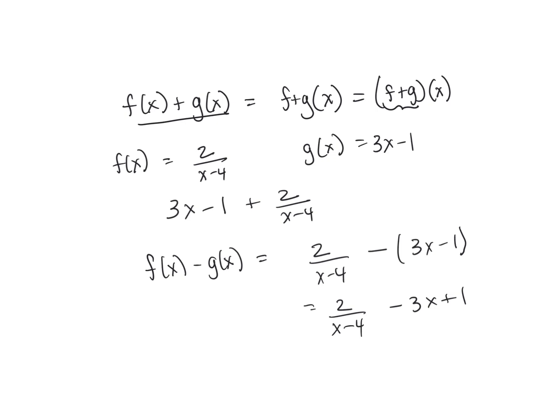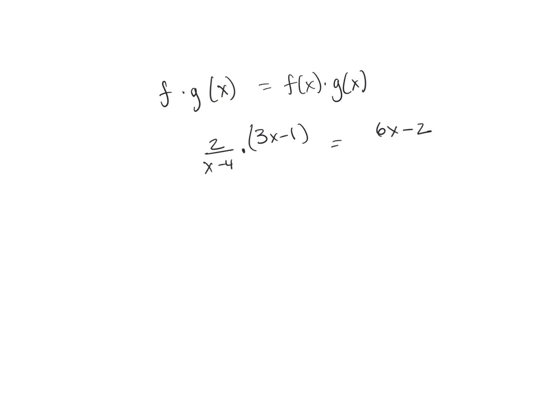Multiplying and dividing act exactly how you want them to act as well. So if I wanted to multiply f times g of x, you just multiply the two functions together. So this would just be 2 over x minus 4 times 3x minus 1. If I simplify that, that's 6x minus 2 on top and x minus 4 on the bottom. That's it. I'm done.